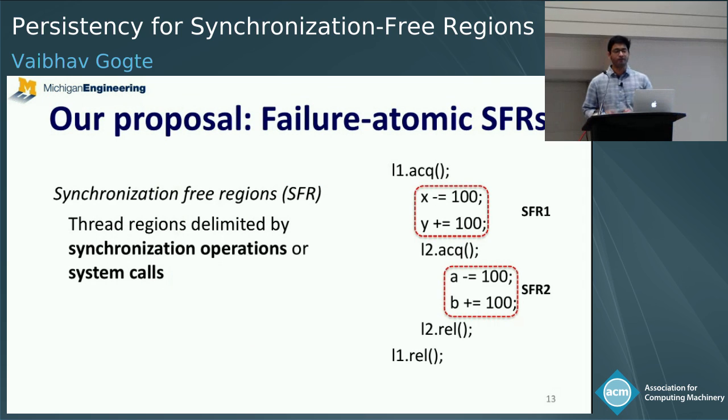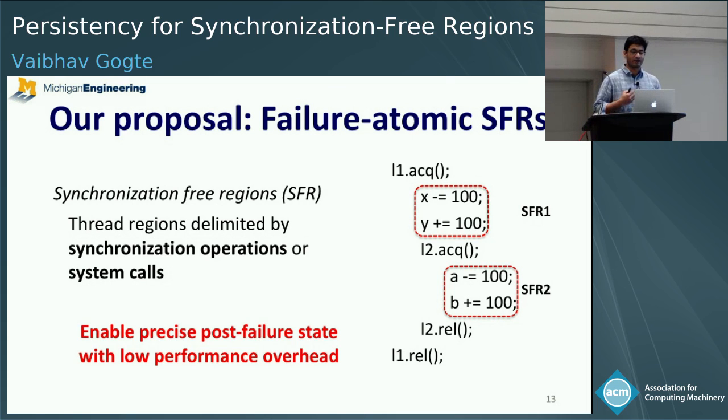So as an alternative, we propose persistency for synchronization-free regions. Synchronization-free regions, or SFRs, are regions of code delimited by synchronization operations or system calls. Here in this example, synchronization operations are acquire and release, so there are two SFRs in this example. SFRs have been widely used in the past to define data-race-free memory models and to provide sequentially consistent semantics to parallel programs. In this work, we use failure-atomic SFRs to define precise post-failure program state while at the same time maintaining low performance overhead.